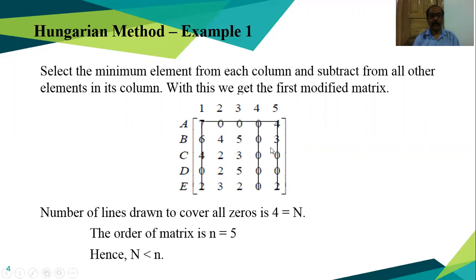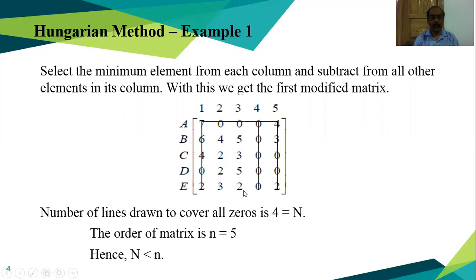Here the number of lines, capital N, the number of horizontal and vertical lines, is equal to 4. At the same time, the order of the cost matrix is 5. So capital N equal to 4 is less than small n, where n is the order of the cost matrix, n equal to 5. So in this case, capital N is less than n, so we have to move to the next step.